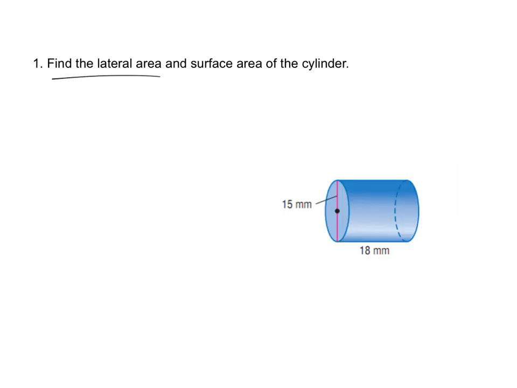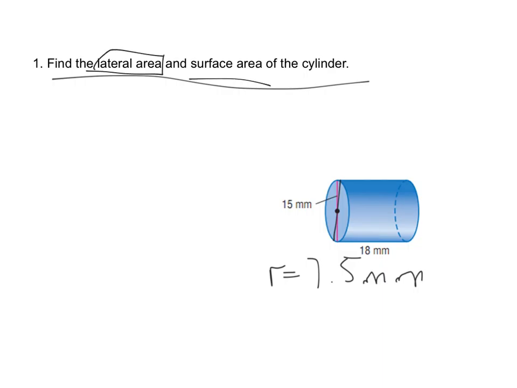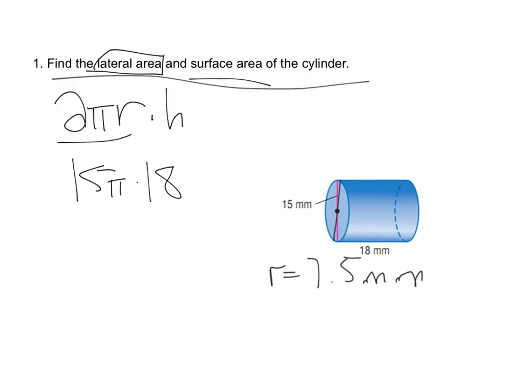Now let's get into it. Lateral area and surface area of this cylinder. The diameter is 15, so the radius is 7.5 millimeters. Lateral area is going to be the circumference, so 2 pi r times my height. 2 pi r is going to be 15 pi times 18. So 15 times 18 is 270.